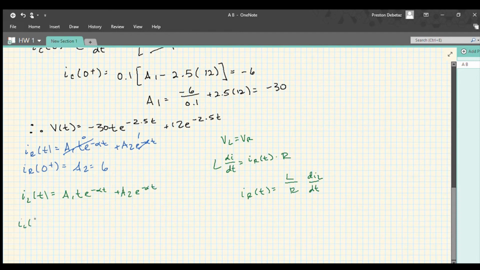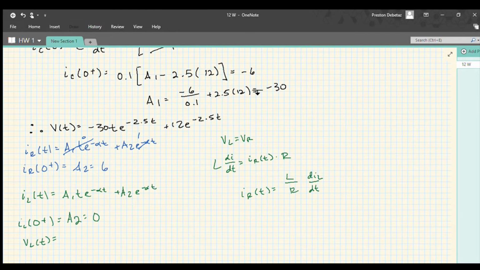IL of 0 plus, this is going to be A2, which is 0. So we have VL of t. Let's get some more space.